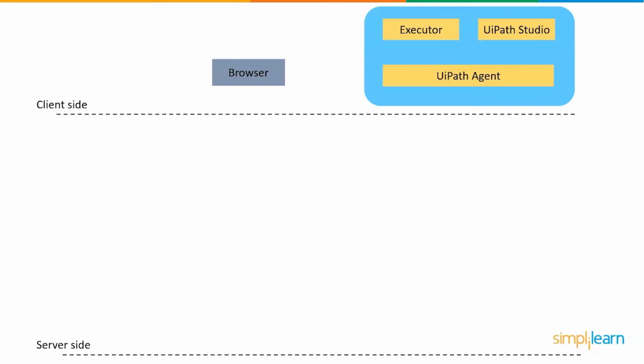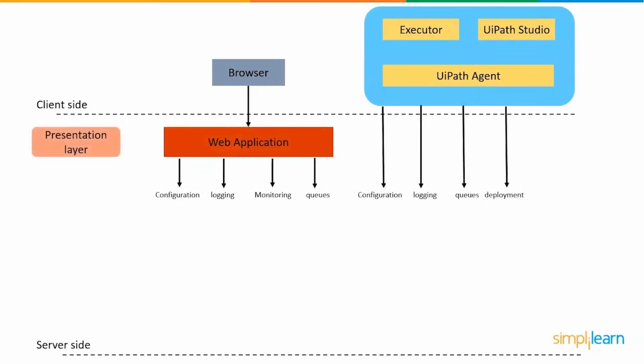Executor service for UiPath. In this, the software robots use this service to carry out the task specified in the window session. Now let us look at the three layers. First one is the presentation layer. These UiPath components that are open to the users make up the client layer: UiPath Studio, robots, browsers, UiPath agent, and executors.